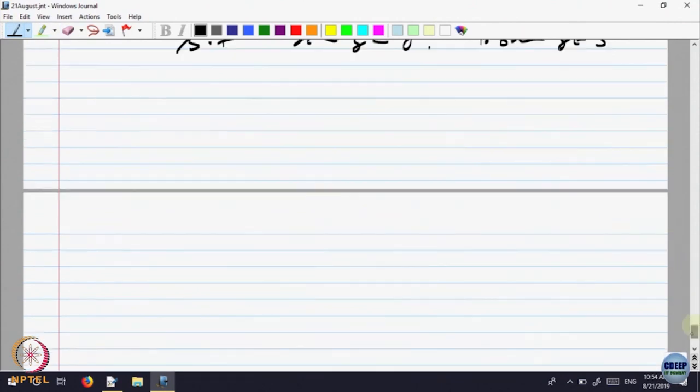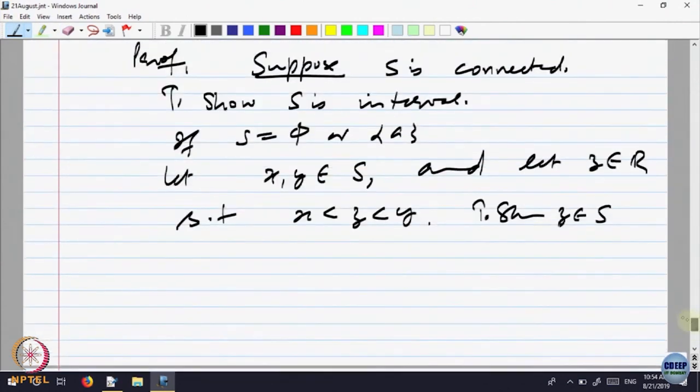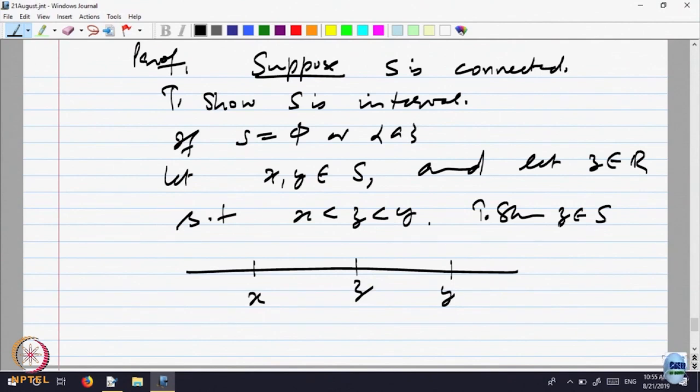So let us picture this: here is X, here is Y, and here is Z. I want to show Z belongs to the set S, given S is connected. If Z does not belong to S, then what should I show? I should show S is not connected. I should produce a separation of S.